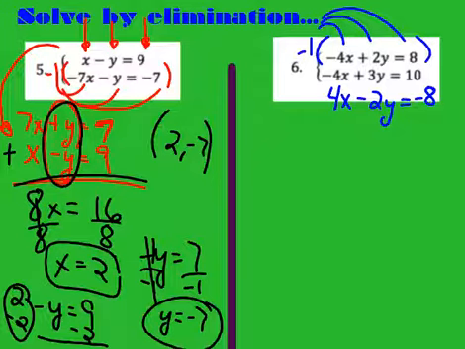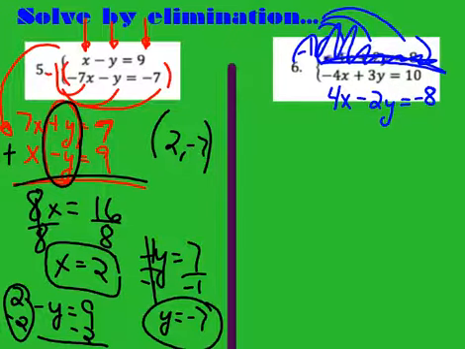So what I did is I multiplied all of this row here by negative 1. So I got 4x minus 2y equals negative 8. So this top row is now done with. I'm not going to look at it anymore. And now I just add these.